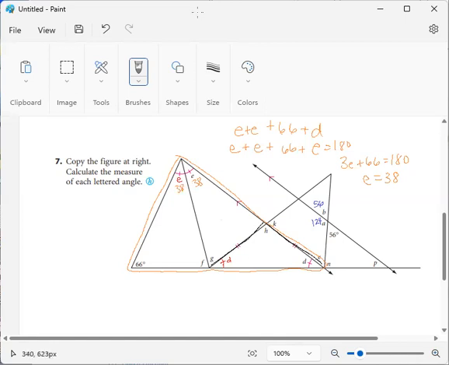And that's going to be very helpful because there's lots of those. Two up here, and then down here, we know that both of these are going to be 38. That then gives us H pretty quickly. We can calculate H is 76. K is next to H. They're a linear pair, so I can say that K is 104.